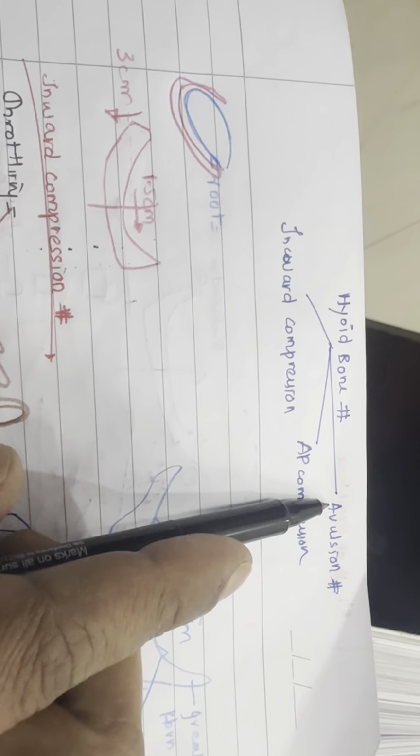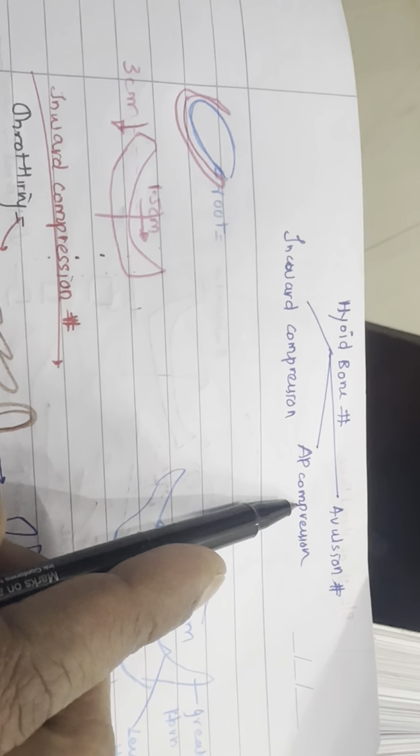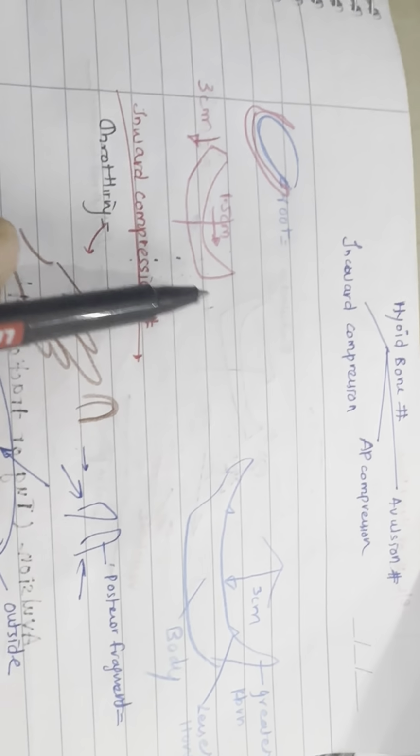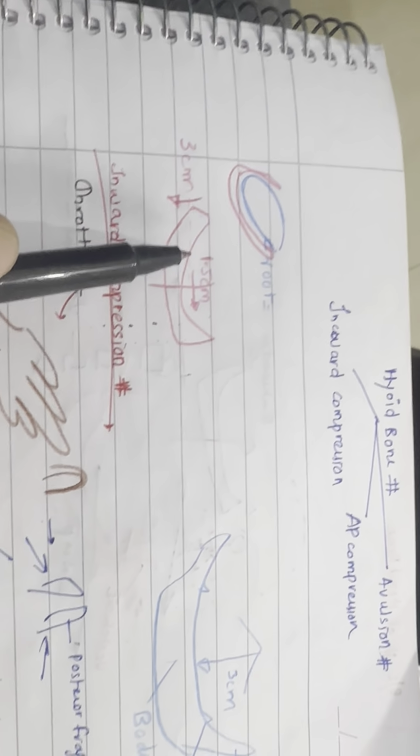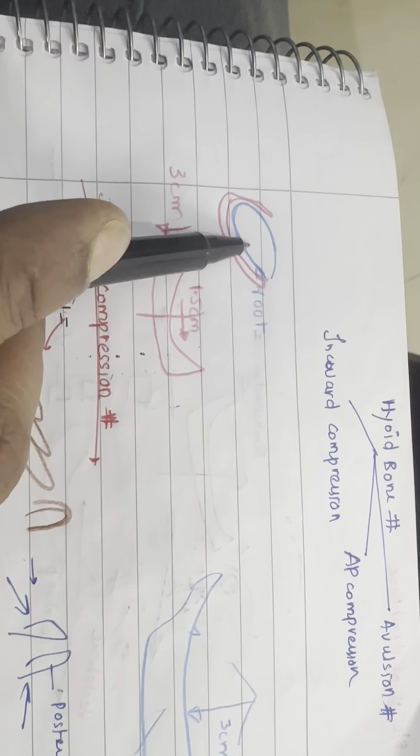Hyoid bone fracture classifications: inward compression fracture, anterior posterior compression fracture, and avulsion fracture. The hyoid bone lies at the root of the tongue, where the body is difficult to feel.